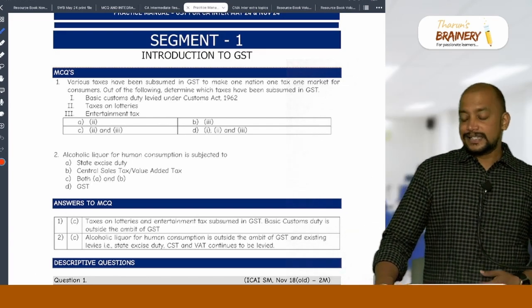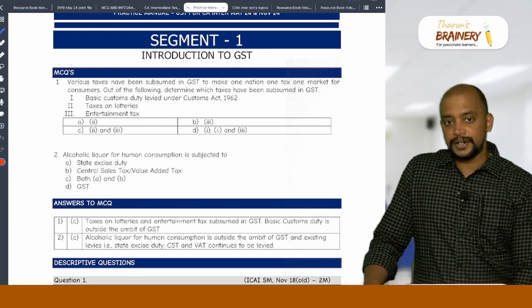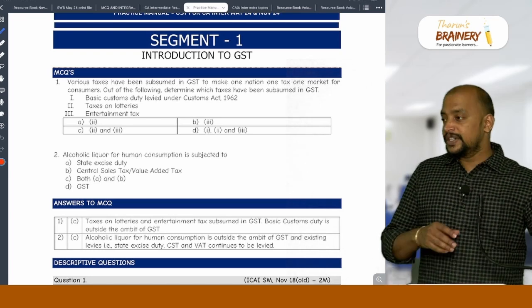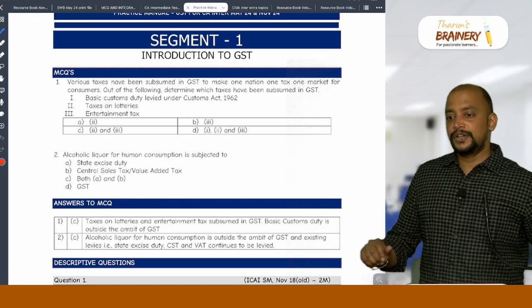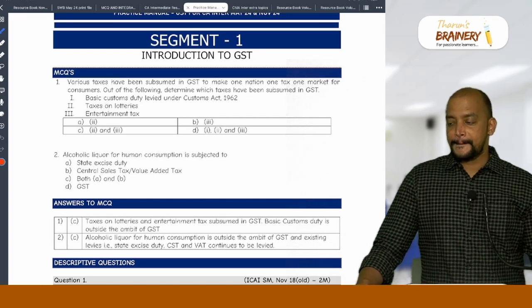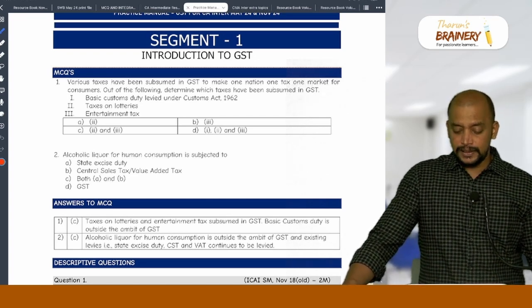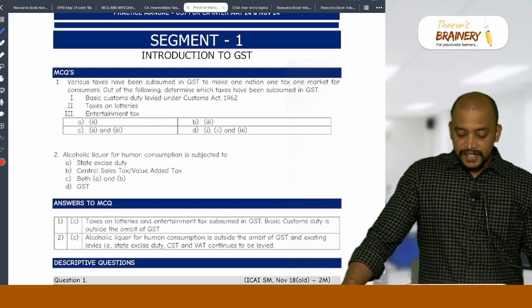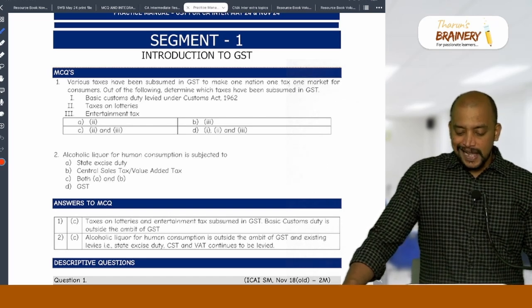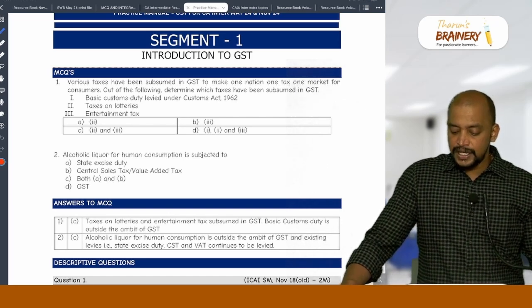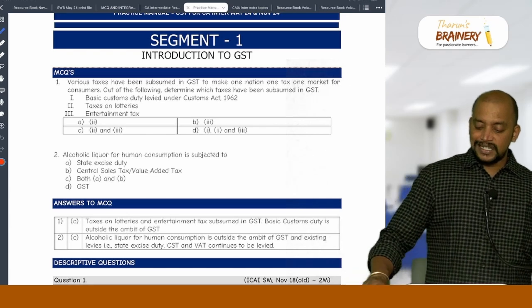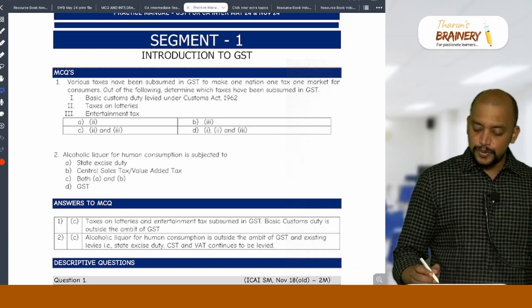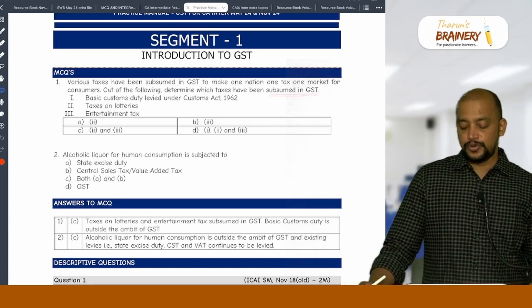Okay, in our last class, we completed segment 1, Introduction to GST, and look into the practice manual discussion related to this. So, please take your practice manual book. In that segment 1, look into the first MCQs. Various taxes have been subsumed in GST to make one nation, one tax, one market for consumers. Out of the following, determine which taxes have been subsumed in GST. Which is subsumed in GST?